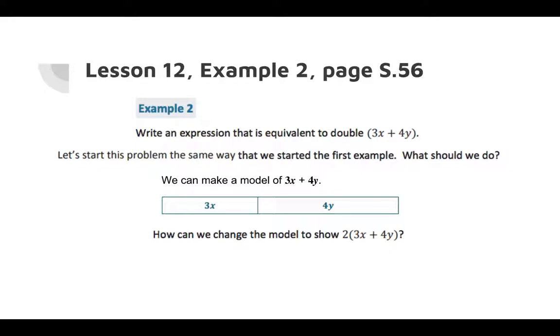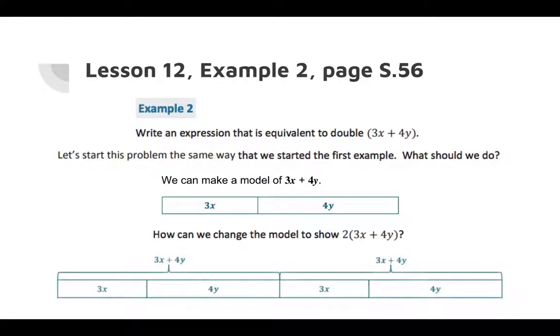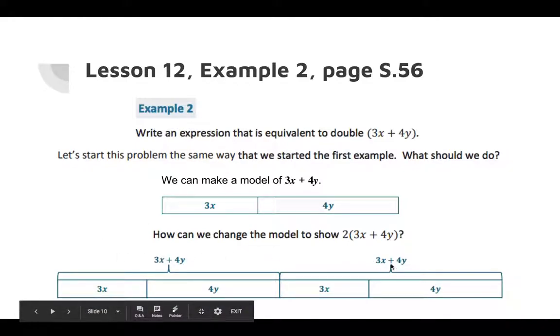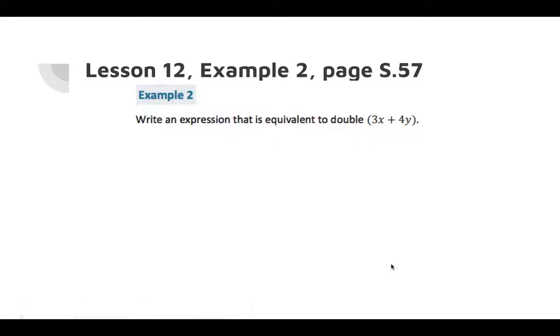You guys should be experts by now, and you're like, oh, Ms. Caldwell, we just draw those boxes 2 times. Exactly. So you have 3x plus 4y, and here's another 3x plus 4y. Write an expression that is equivalent to double 3x plus 4y. Once again, you've done this before.